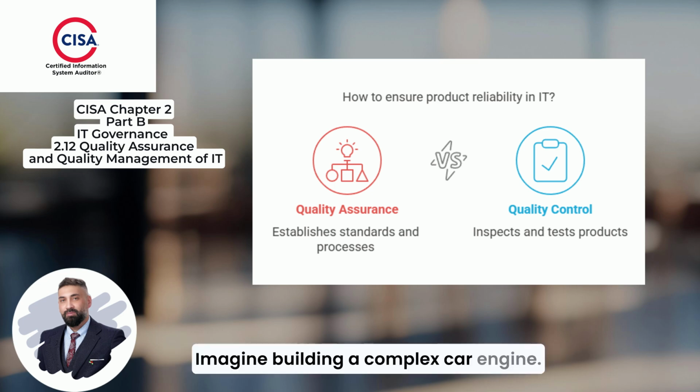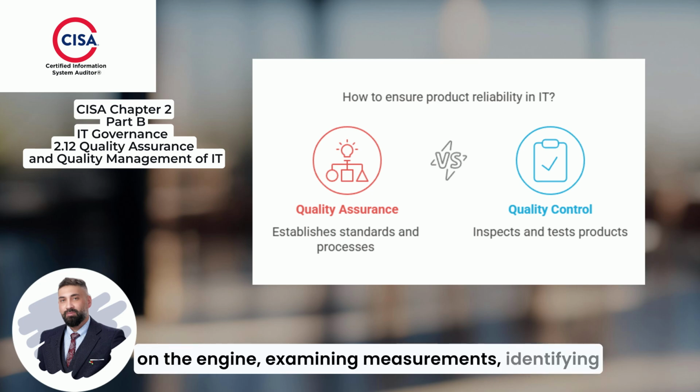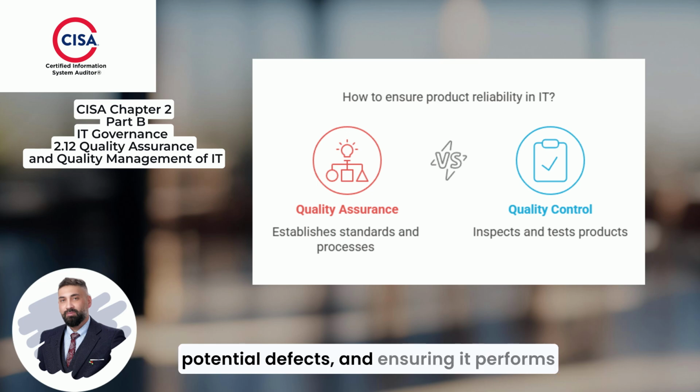Here's another example to better understand this complementary relationship. Imagine building a complex car engine. QA is about designing precise manufacturing protocols, clearly defined steps for assembling the engine with exact calibration requirements. QC comes in later, performing tests on the engine, examining measurements, identifying potential defects, and ensuring it performs efficiently before it leaves the facility. Together they create reliability.